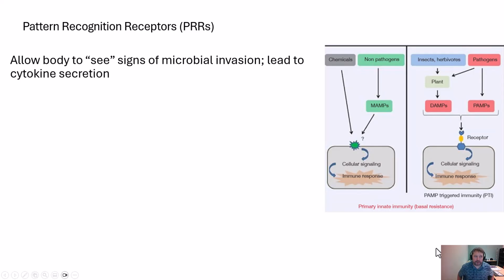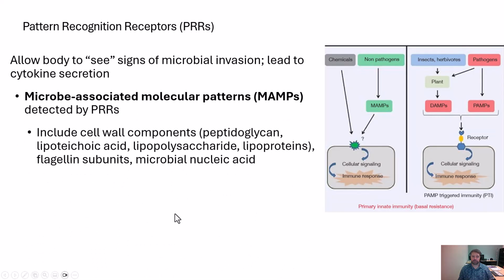Okay, so let's talk about these pattern recognition receptors. You remember we were talking about those transmembrane proteins that allow for things to be presented to the outside of the cell's membrane. So if a cell engulfs something, breaks it up, digests it, and can present things, this is what we're talking about, the PRRs. Right? They come in really three main types. We call them MAMPs. And so MAMPs are microbe-associated molecular patterns.